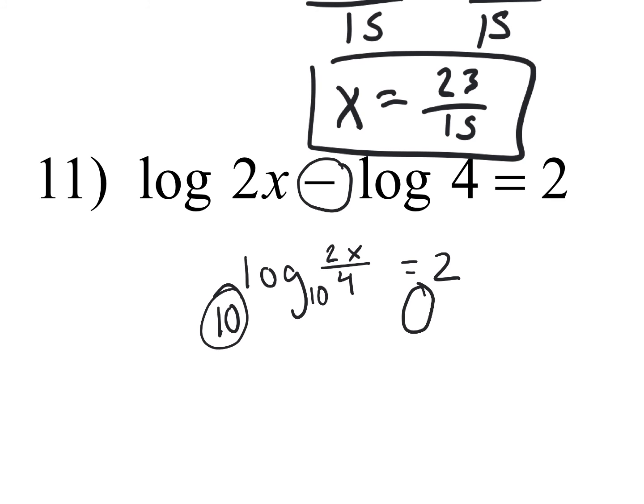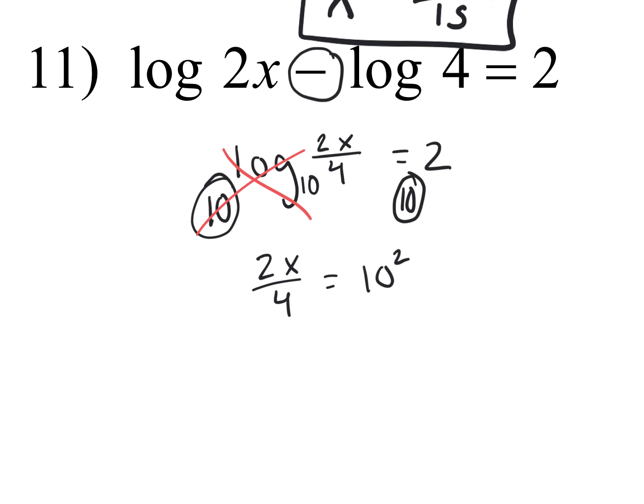So what big base do I need to put here and here to get that 10 to cancel out? 10. So I make my big base 10, and what I do on one side, I have to do on the other side. So 10 to the power of log base 10 cancels out. So I'm just left with 2x divided by 4 on the left side, and 10 to the second power on the right side. Now what's 10 to the second power? 100.